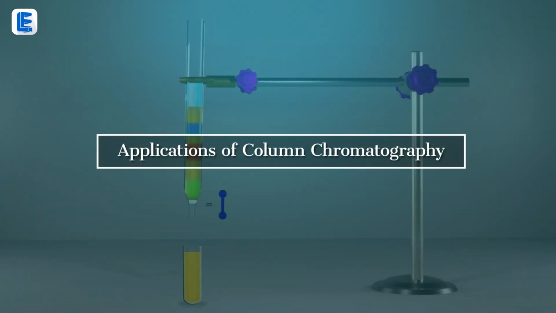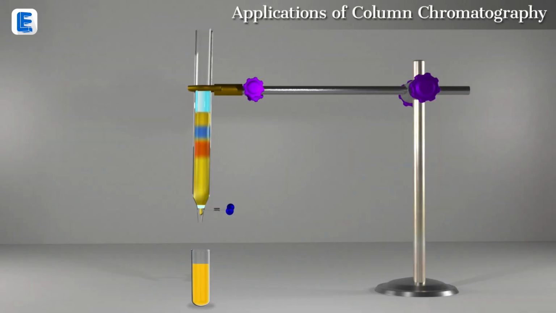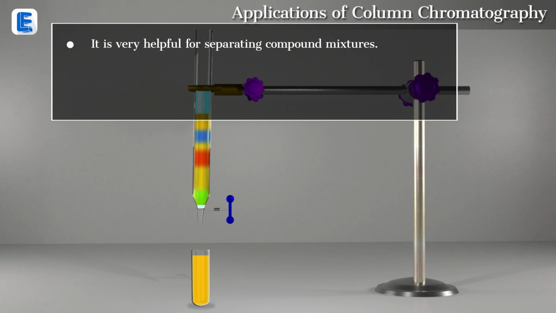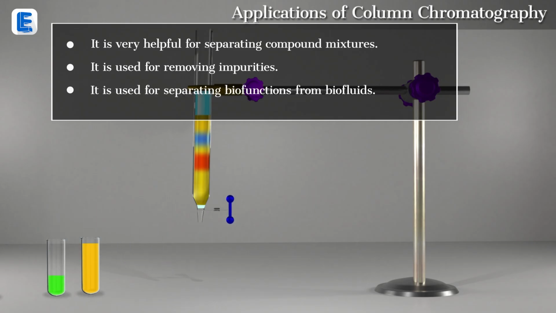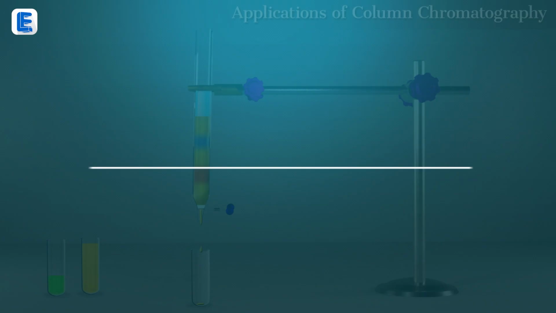Applications of column chromatography. Column chromatography is used for separating reactive compounds. It is very helpful for separating compound mixtures. It is used for removing impurities. It is used for separating biofunctions from biofluids.